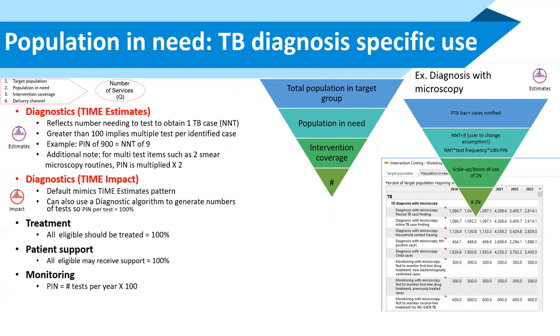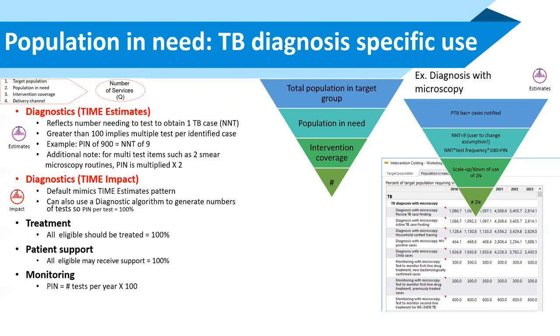There's a little variability as you look at each type of intervention. For diagnostics, we start with notifications as our target population, and we use the population in need to reflect the number needing to test. So for example, for every person that you identify as a person with TB or who gets notified through microscopy, we use the starting population as the notifications, and then we multiply that by the number needing to test. So if you need to test 9 people for every person that you identify positive, or have an NNT of 9, then your PIN is 900.